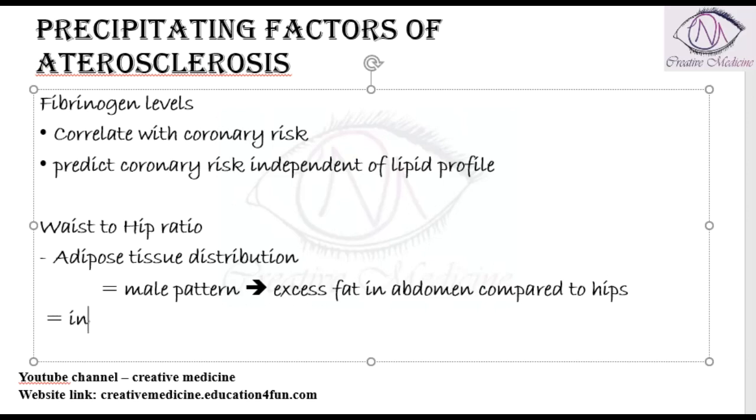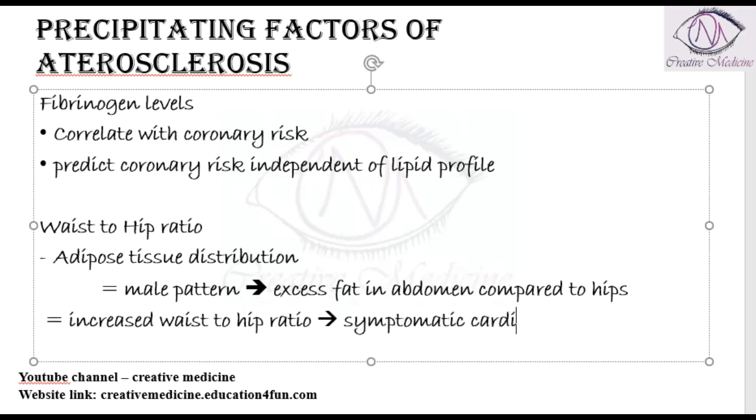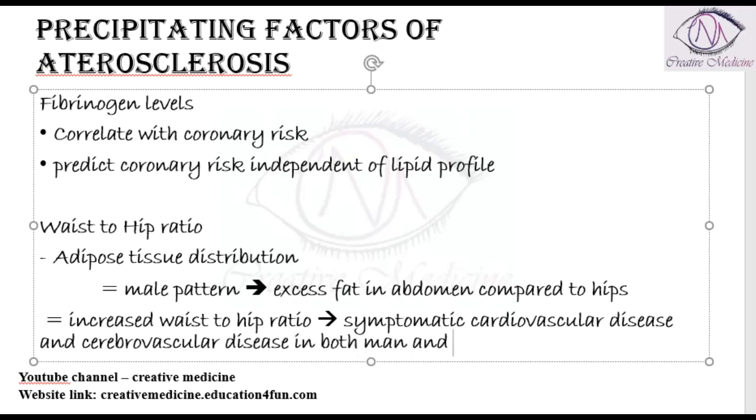If there is increased waist to hip ratio, then this is associated with symptomatic cardiovascular disease, and also with cerebrovascular disease. Symptomatic cardiovascular and cerebrovascular disease in both men and women are associated with this waist to hip ratio.